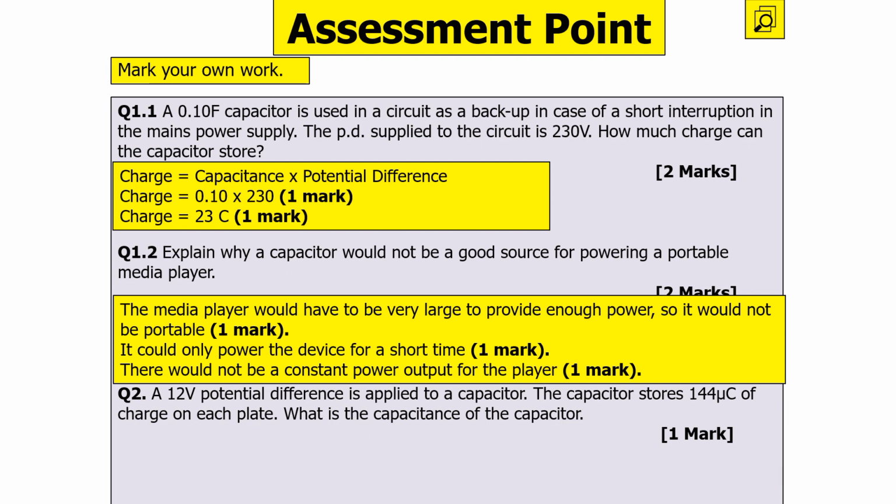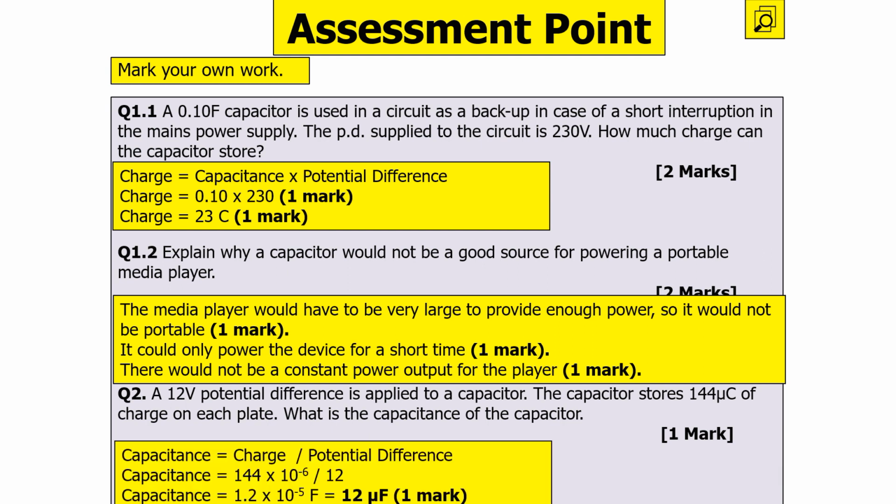Now in this next one, you can say capacitance is equal to charge over potential difference. We know what the charge is. It's 144 times 10 to the minus 6. We divide it by the potential difference of 12 to get 12 microfarads out.